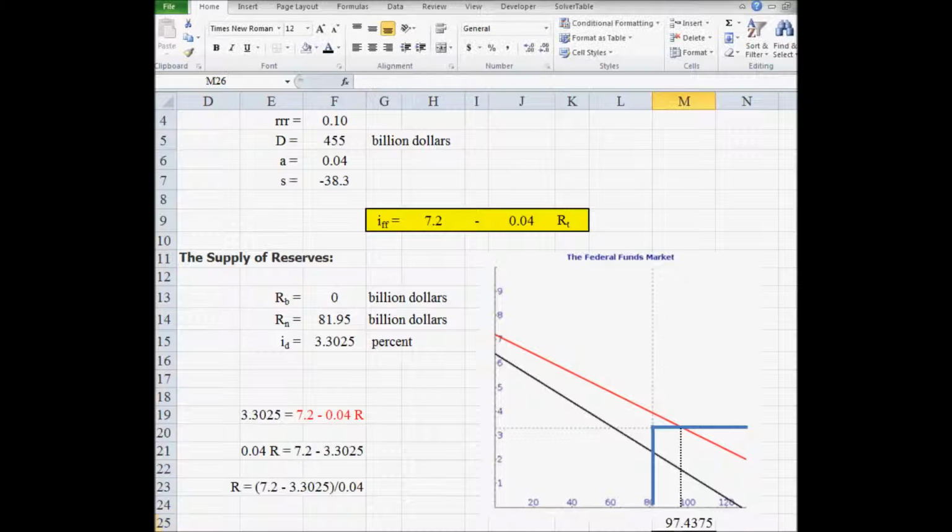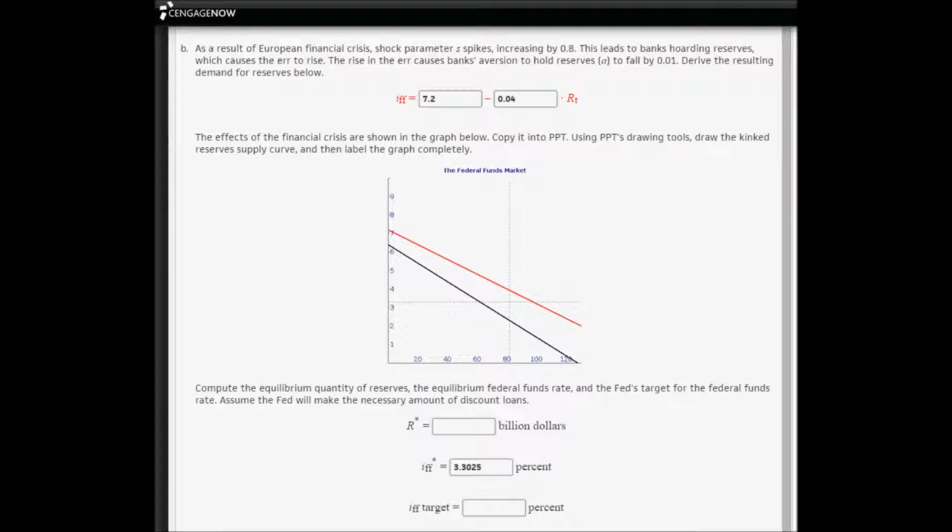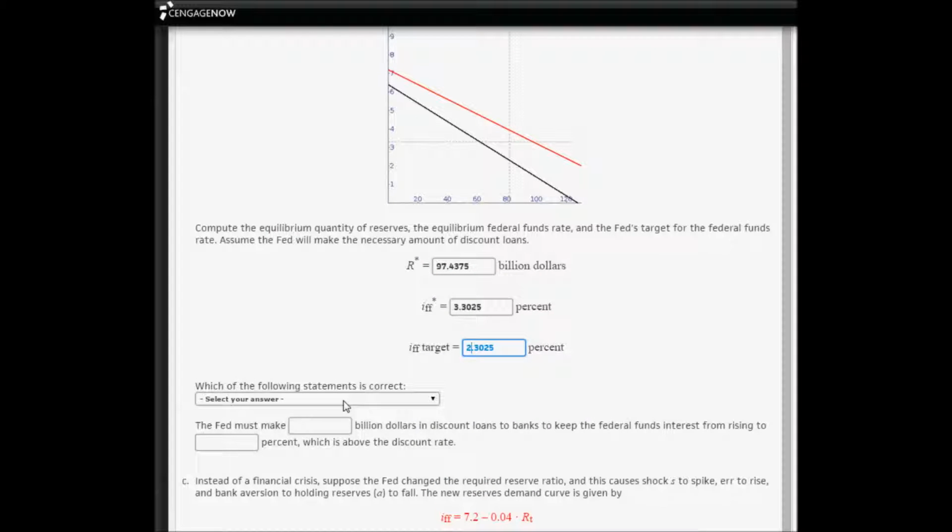which is 97.4375. The target for the federal funds rate is still 2.3025 because the discount rate is 3.3025. Which of the following statements is correct?